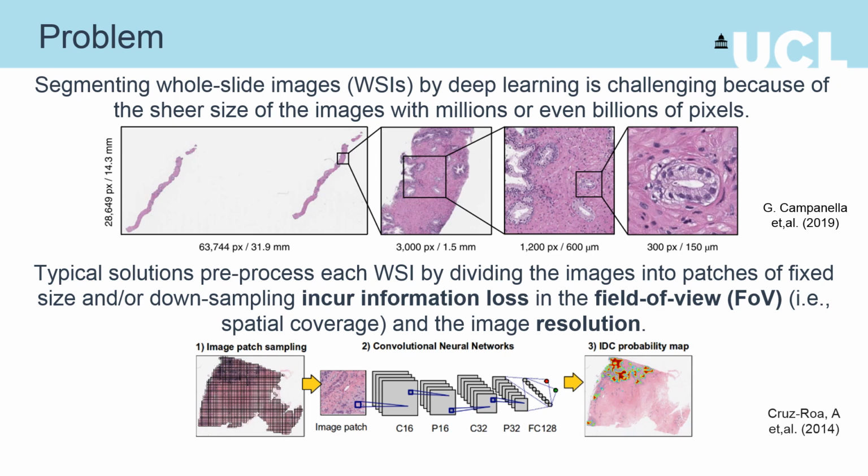Typical solutions pre-process each whole slide image by dividing the image into patches of fixed size or applying downsampling, which would incur information loss in either field of view, which means spatial coverage here, or the image resolution.